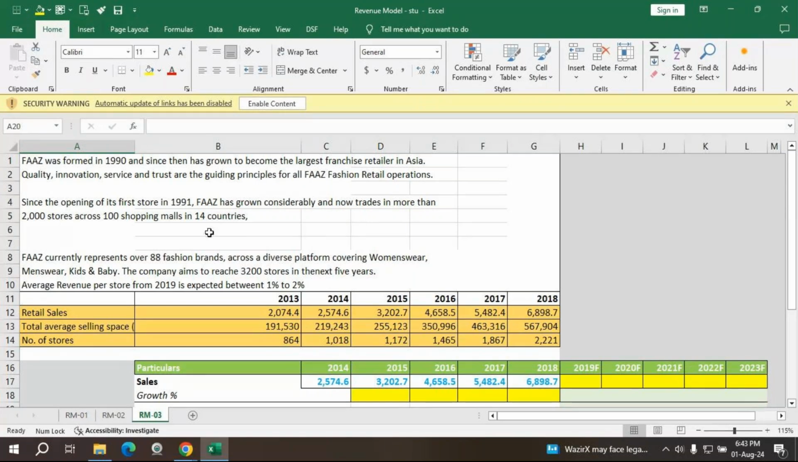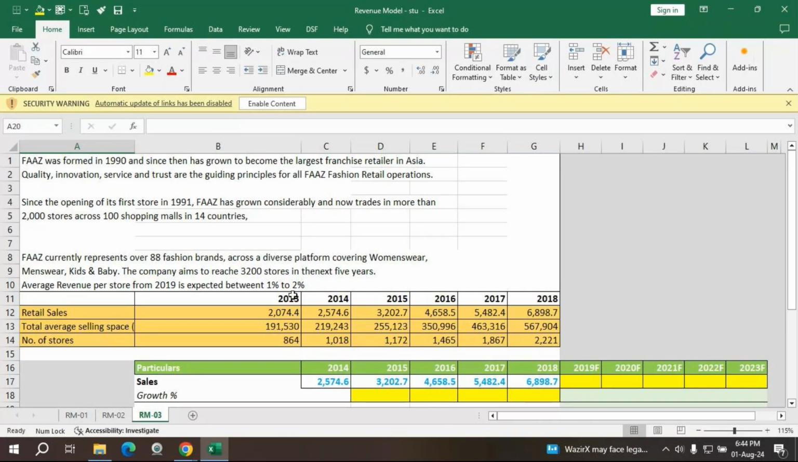FAS currently represents over 88 fashion brands across diverse platforms covering women's wear, menswear, kids and baby. The company aims to reach 3,200 stores in the next 5 years. So next 5 years means 2000 by 2090.